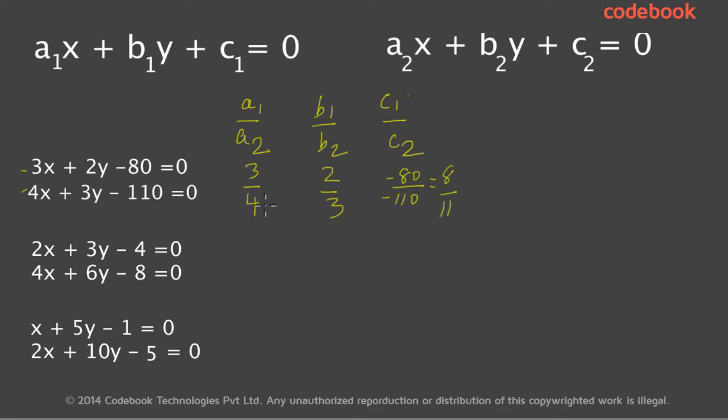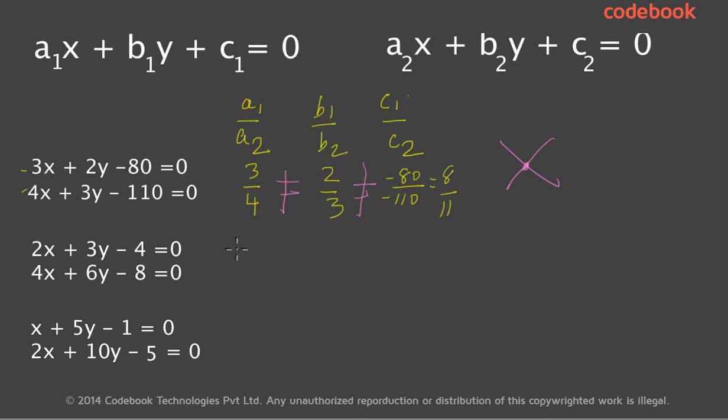So as you observe here, a1 by a2 is not equal to b1 by b2, which is not equal to c1 by c2. So in general, if a1 by a2 is not equal to b1 by b2, then we call these two lines as intersecting lines, which will have a unique solution. Now let's look at the next example.